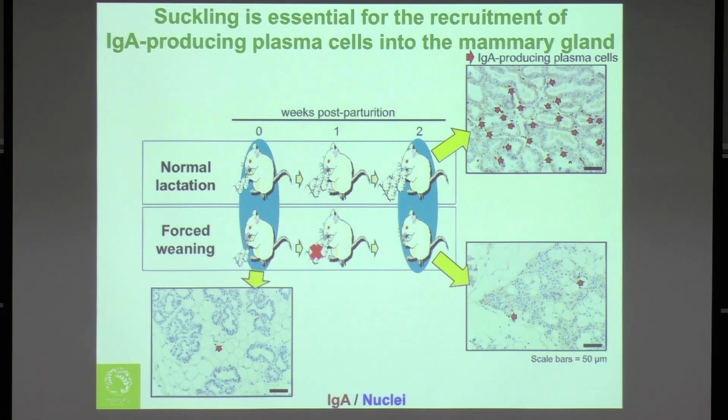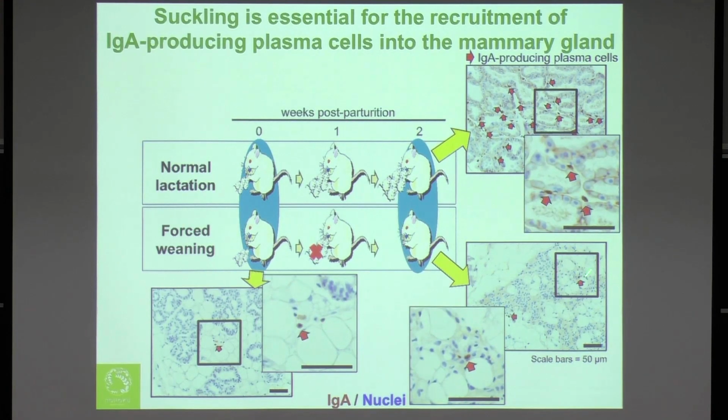And our next question is whether or not the B cells or IgA-producing plasma cells are actually present in this forced weaning group. We did immunohistochemical analysis again, and found that IgA-producing plasma cells are very low at this time point compared with the normal lactation group. So these results indicated that the suckling signal is very much important for the recruitment and maintenance of IgA-producing plasma cells in the mammary gland.